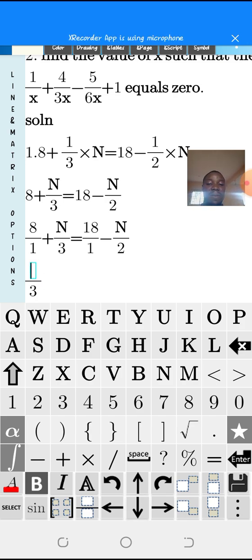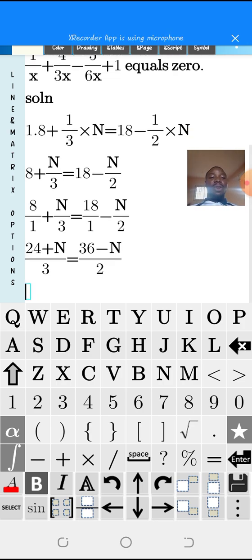So 3 divided by 1 is 3, then 3 times 8 gives us 24, plus 3 divided by 3 gives us 1, and 1 multiplied by n gives us n, to be equal to, on the right hand side, the LCM of 1 and 2, which is 2. So 2 divided by 1 gives you 2, and 2 multiplied by 18 gives us 36, minus 2 divided by 2 gives us 1, and 1 multiplied by n gives us n.